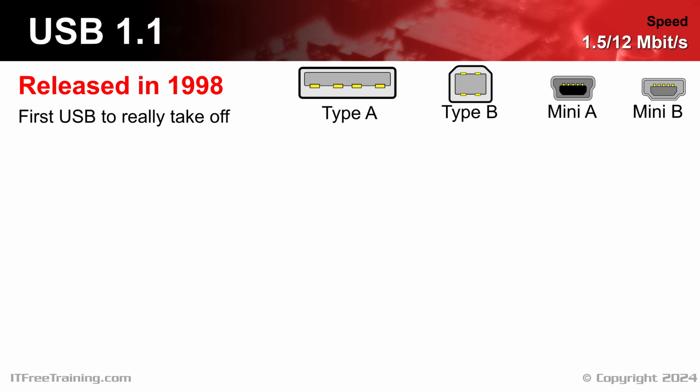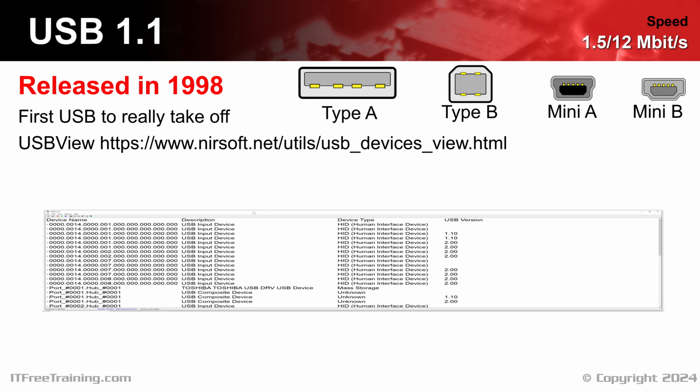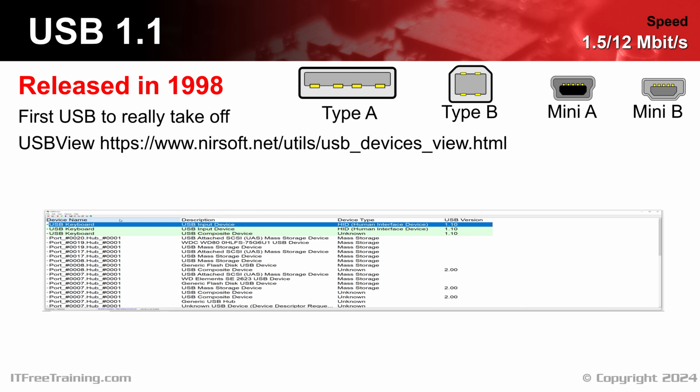To get an understanding of where we may come across USB 1.1, I will have a look at the USB devices on a computer using USB device viewing software. On this computer, there is one USB 1.1 device. In this case, it's at the bottom of the list, so I will reverse the list. This device is the cheapest keyboard I could find.